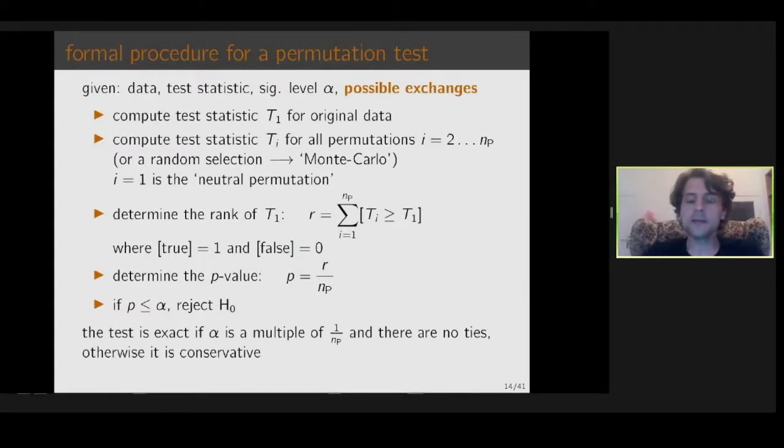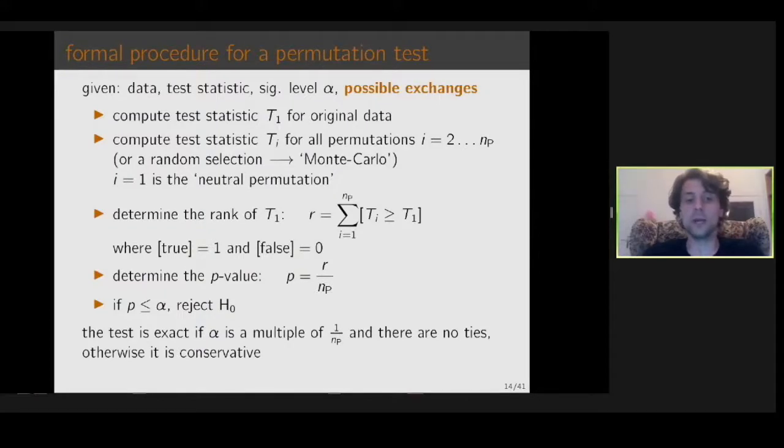In some cases, actually in a lot of cases, because this happens very fast, it's not possible to run all permutations. And in this case, one usually resorts to a randomly selected subset of the permutations, which is also called a Monte Carlo sample.